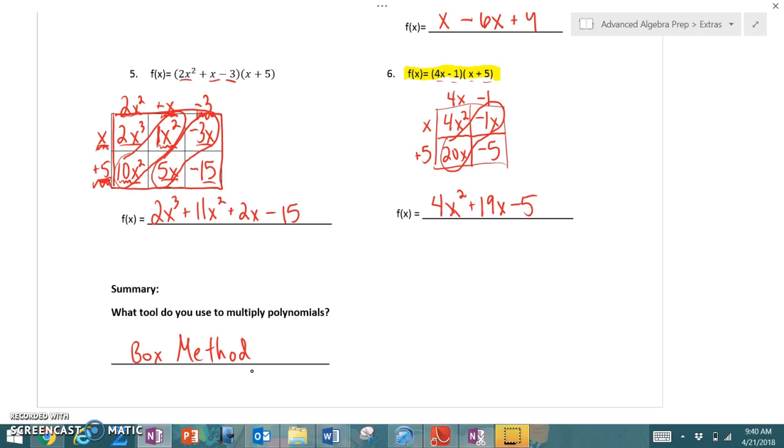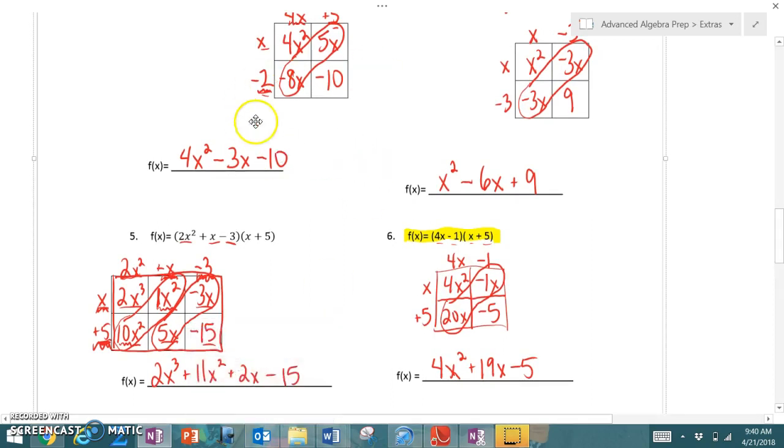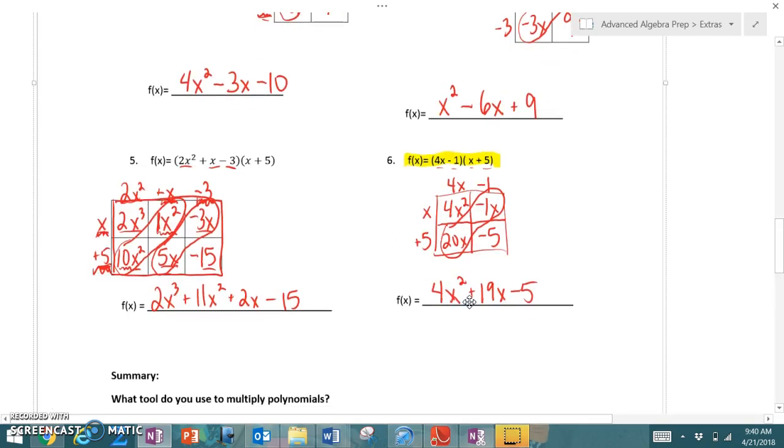Okay? Just so you know, on your homework, numbers 1 through 4 are examples, like the beginning here where I give you the boxes. Numbers 5 and 6, you'll do like number 6, where I don't give you the box and you multiply. And then finally, 7, 8, and 9 are review of previous concepts, so those will be good to practice as well.